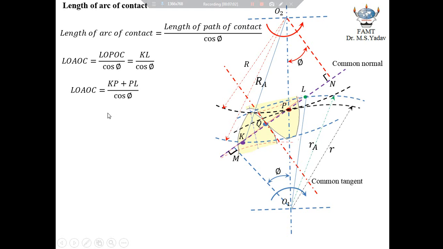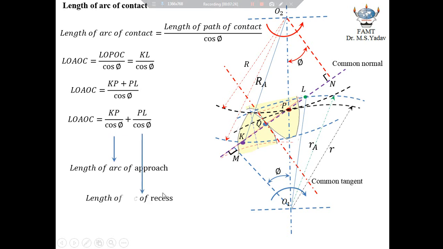Let's split the numerator and write down the expression for length of arc of contact as KP upon cos phi plus PL upon cos phi. KP upon cos phi is the expression for length of arc of approach, and PL upon cos phi is the expression for length of arc of recess.